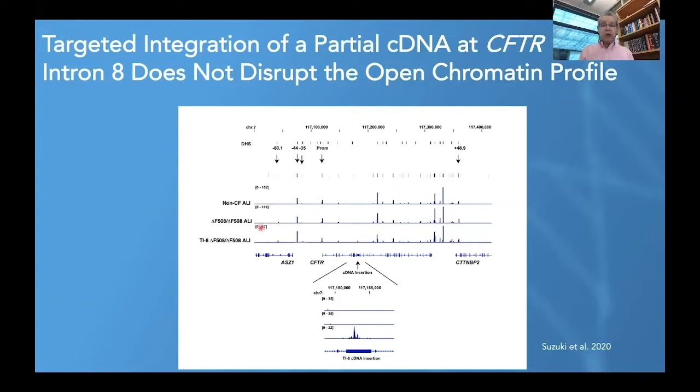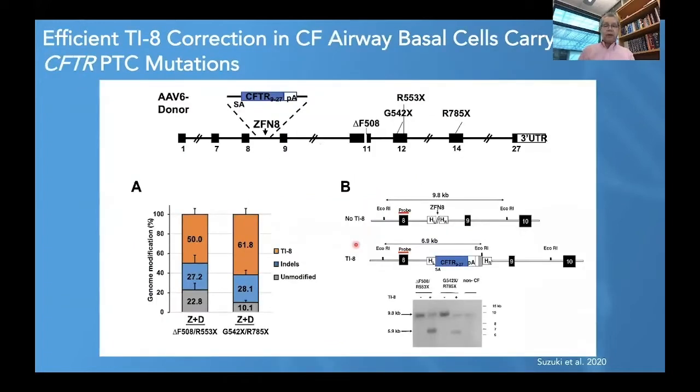And in fact, we showed here that whether we look at the cis-regulatory elements or the promoter, for example, we see minimal effect of our targeting on the appearance of open chromatin. We do see a slight increase in open chromatin at the position of our cDNA. We don't know the reason for that yet. So this was all done in the homozygous F508del.